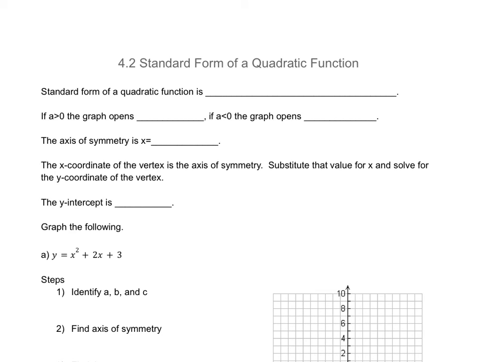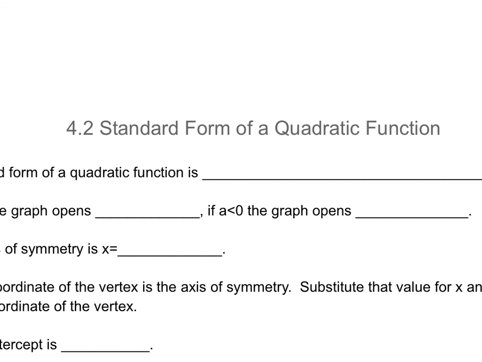Okay, so day 2 of unit 3 is more graphing with parabolas, and last time it was about graphing in vertex form. This time is graphing in standard form. So what is standard form, you ask? It is y equals ax squared plus bx plus c.